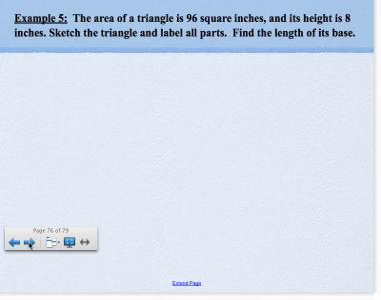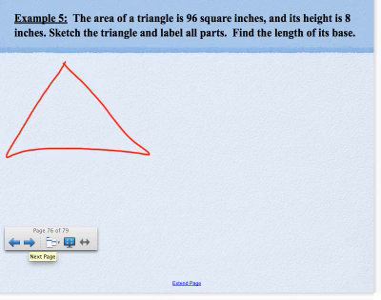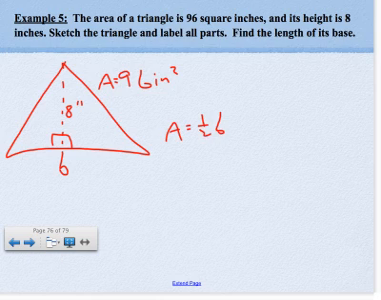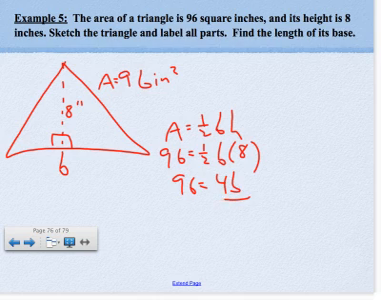Okay, the area of a triangle is 96. Its height is 8 inches. Sketch the triangle, label all parts, find the length of its base. Okay, so here's your triangle. All right, height, that guy is 8 inches. And then we just know the area is 96. That's all we know. Okay, 96 square inches. It says find the length of its base. Here's B, right? There's the base. So A equals 1/2 BH. Plug in what you know. 96 equals 1/2. I don't know the base, but I know the height. So it's 96 equals 4B. Divide both sides by 4. The base here is 24 inches.